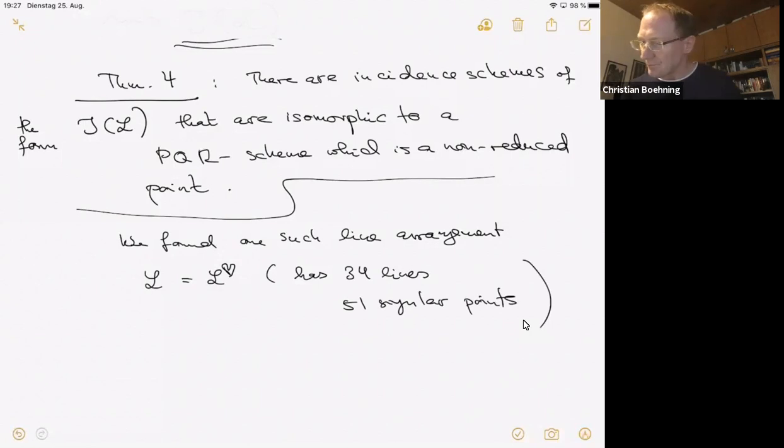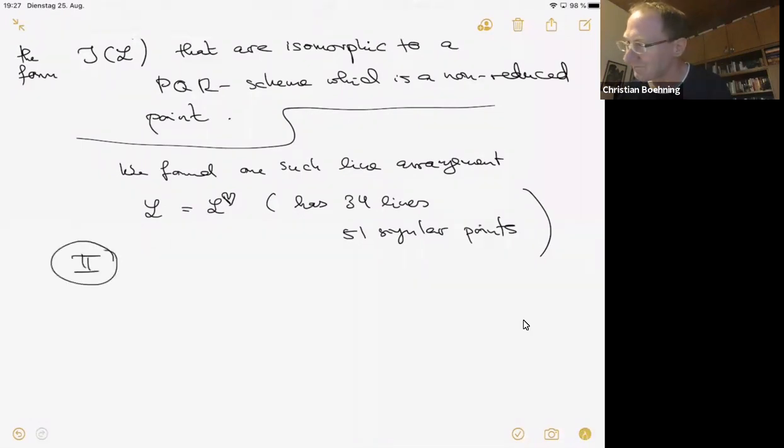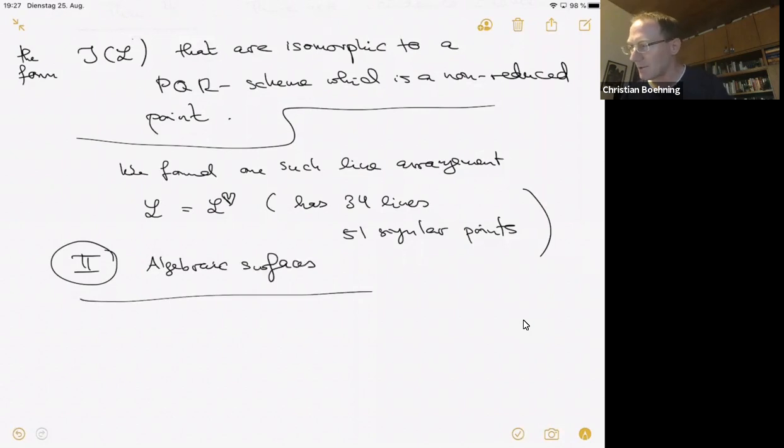Okay. So this is the part about arrangements. Now comes the part about surfaces, the connection to surfaces. I want to talk about algebraic surfaces constructed from such line arrangements and their deformation theory.